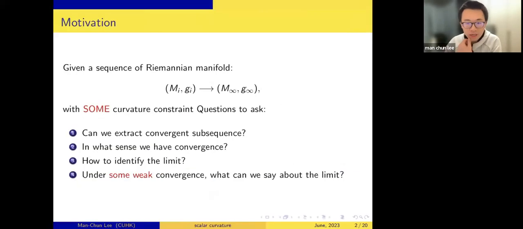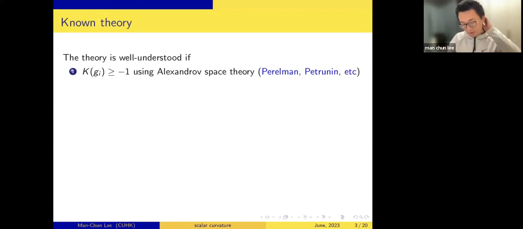Okay. And then, of course, if you have some weak convergence, you can't expect too much. But under what kind of weak convergence can you say something about the limit? This is the main philosophy behind all this. At least to myself, I want to study this kind of question.